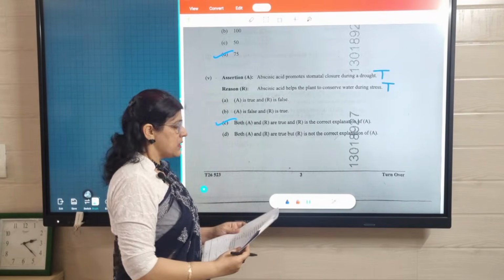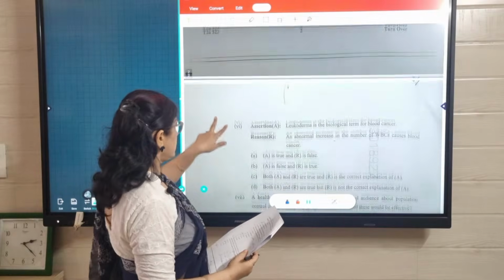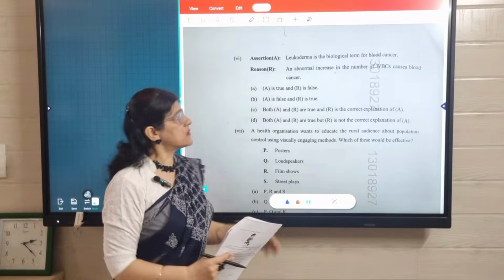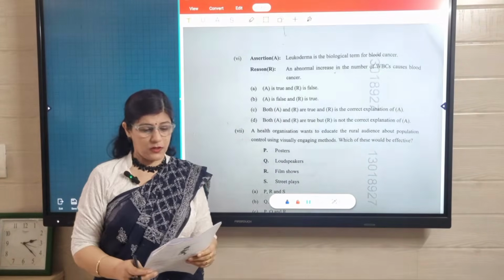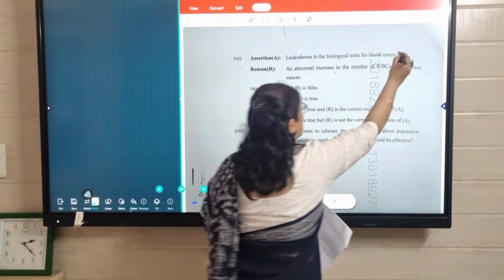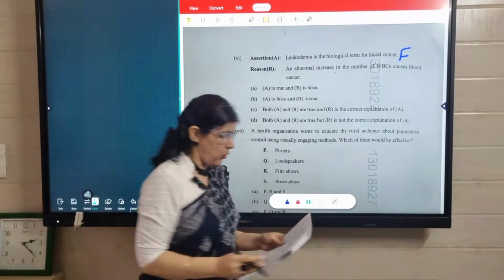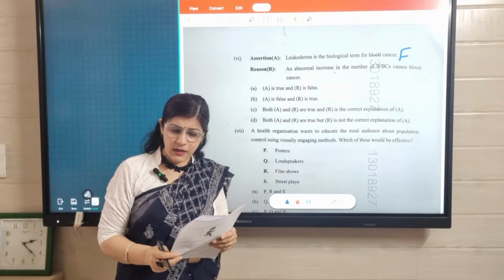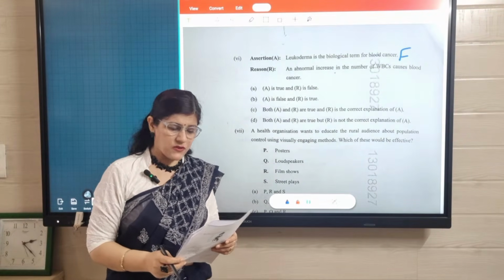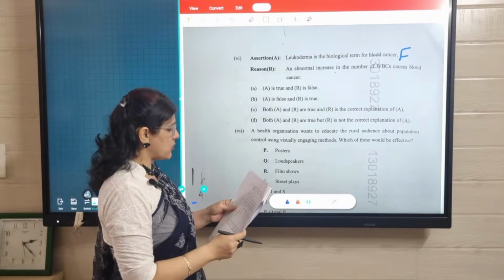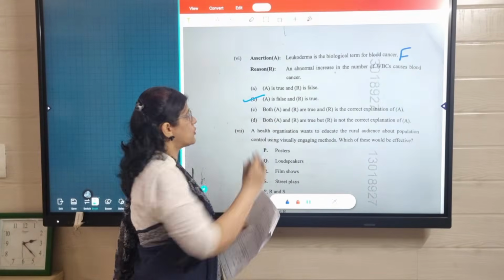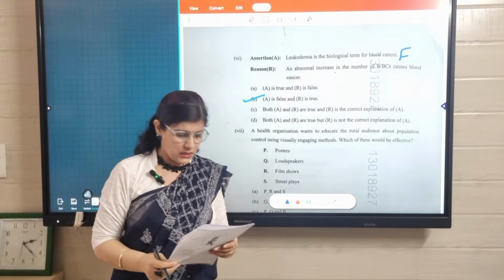In the sixth part, the assertion is that leukoderma is the biological term for blood cancer. No, this term is leukemia. So this statement is false. An abnormal increase in the number of WBC causes blood cancer, which is correct. So the assertion is false and the reason is true. Option B is correct in this case.